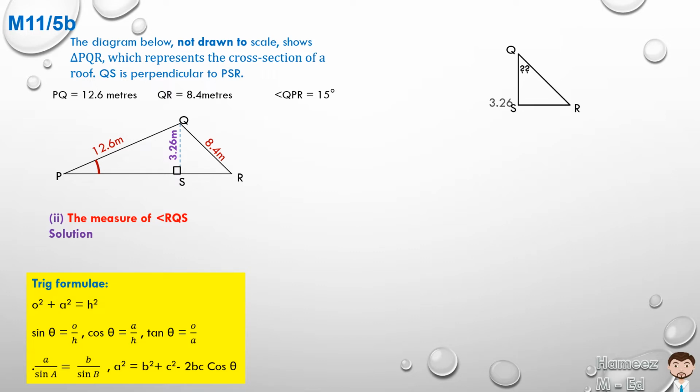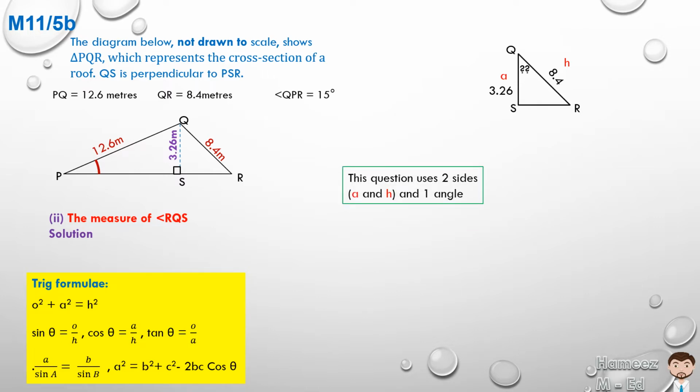We know 3.26 and 8.4. 3.26 will be the adjacent and 8.4 will be the longest side, which is the hypotenuse. As such, this question uses two sides, A and H, and one angle. So looking at our trig formula, we can see that formula will be cos theta is equal to adjacent over hypotenuse. Now we substitute into the formula and we get cos theta is equal to 3.26 over 8.4.